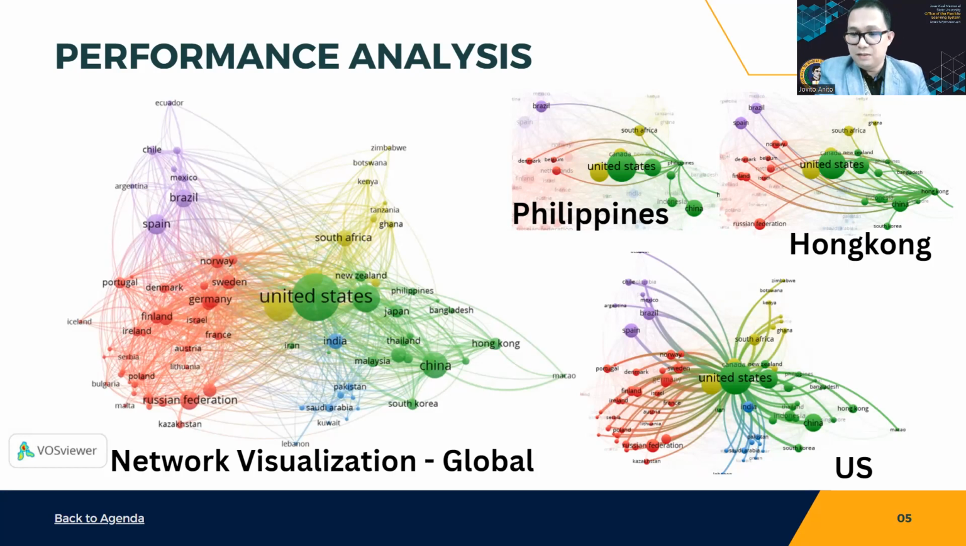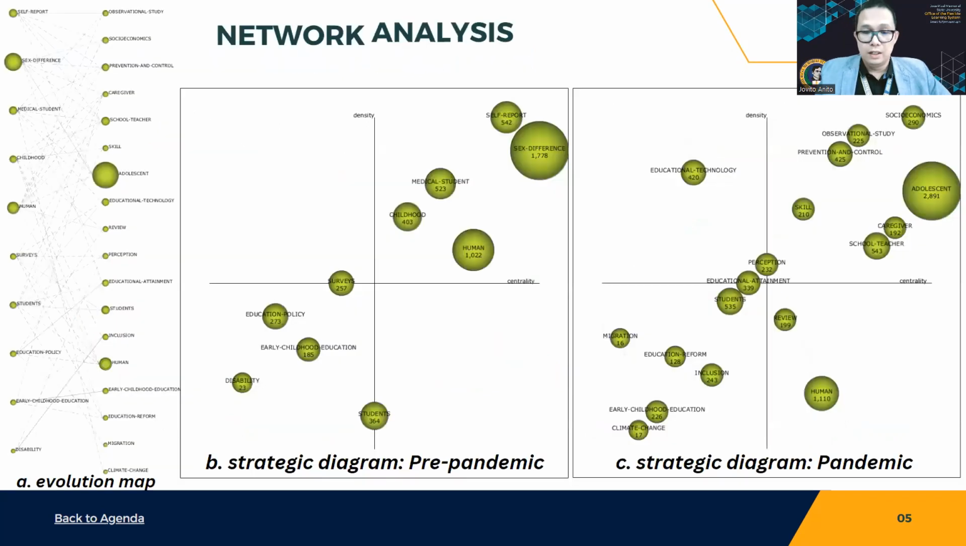And apparently, when you look at the case of the United States, it has presence in almost all clusters, which means that the United States is at the core of research when it comes to UN Sustainable Development Goal number 4.